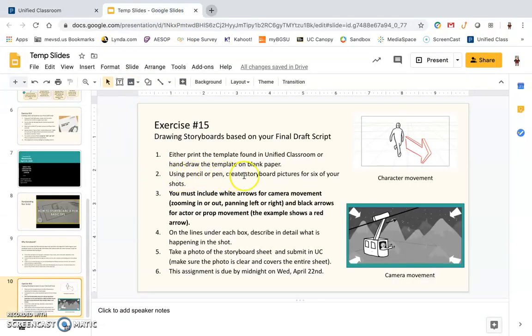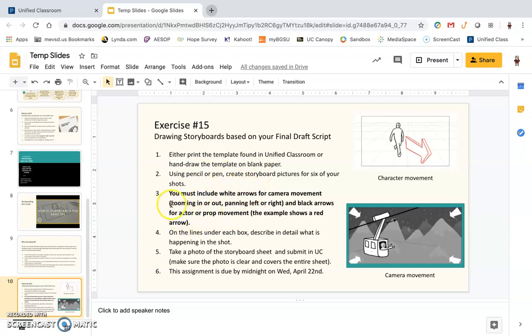Using a pencil or pen, create storyboard pictures of 6 of your shots. So I'm going to have you go through and just look over your script, find 6 different shots, imagining if you were actually filming your script. Find 6 different shots that you would actually be shooting in your film. It could all be in the first scene, it could be throughout the film, it doesn't really matter.